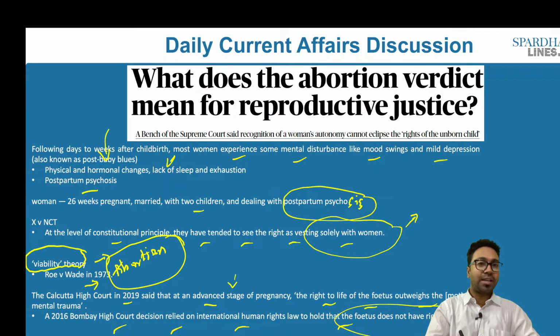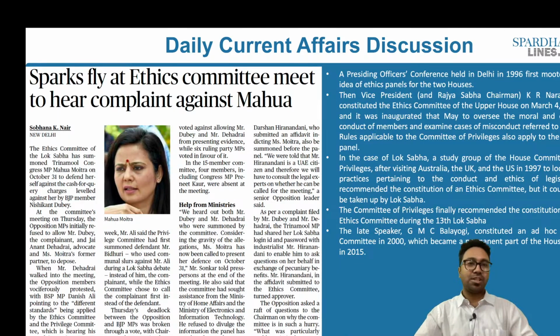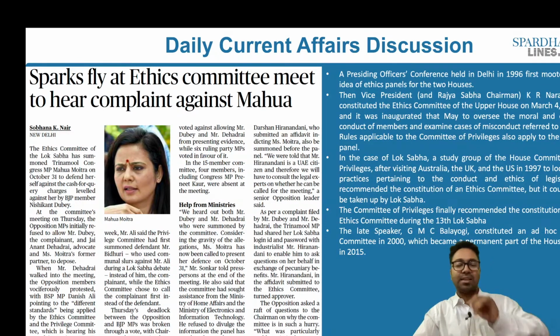Now let's look into the next article. This article here is speaking about the ethics committee. We have what is called the ethics committee in both the Lok Sabha as well as the Rajya Sabha. First, we will understand the history behind the establishment of the ethics committee. We will look at the composition of the ethics committee in Lok Sabha and Rajya Sabha, and we will also look at how a complaint can be lodged with the ethics committee and what the procedure is in the ethics committee. First, let's look into the history of it.